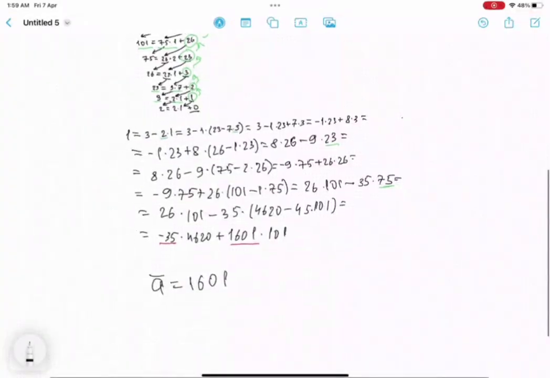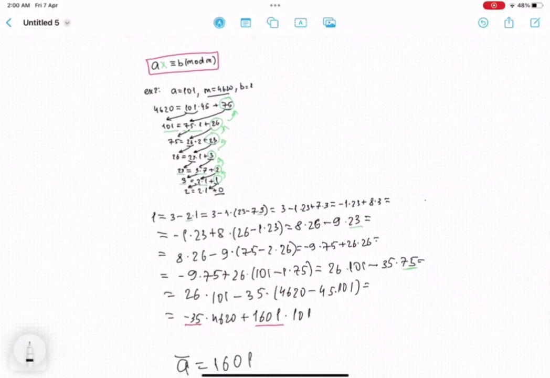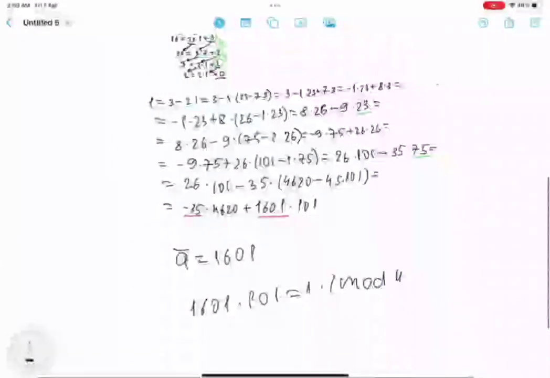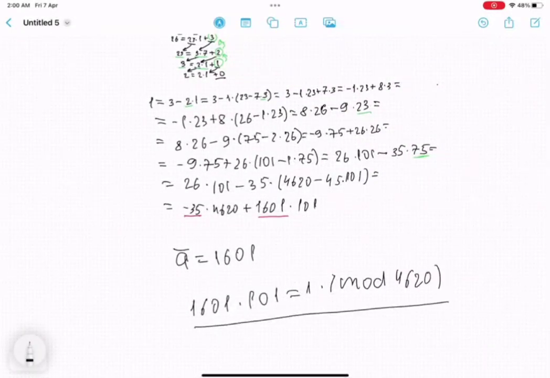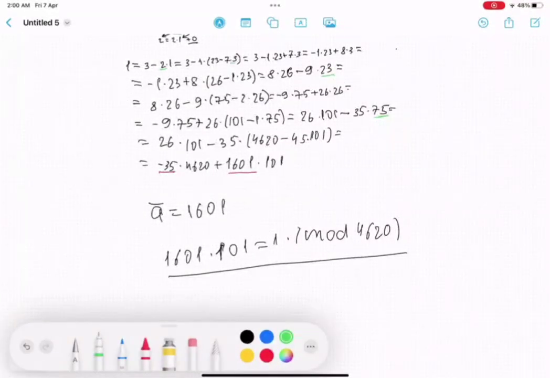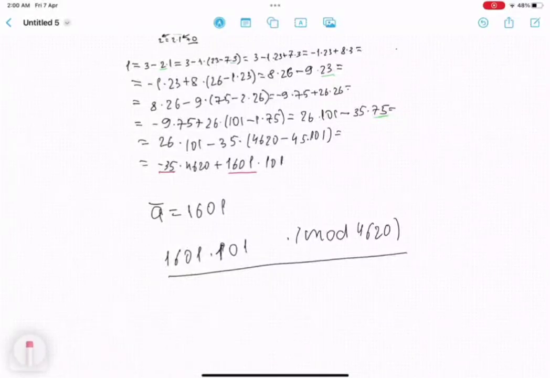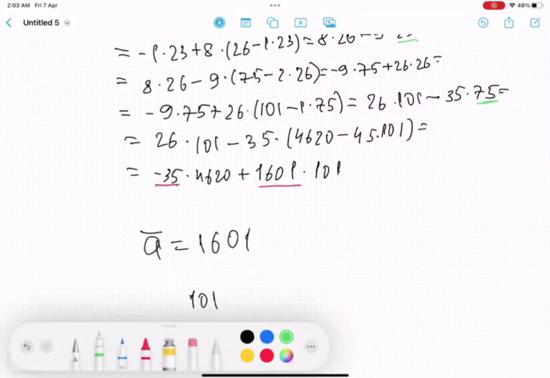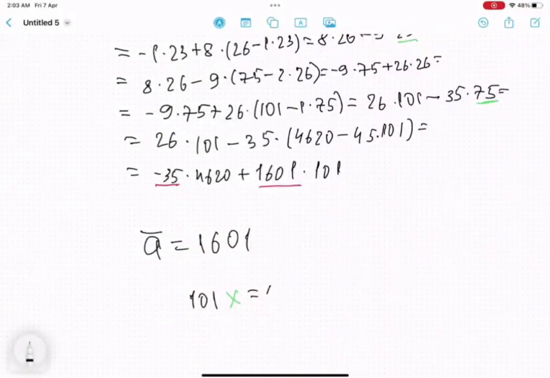Okay, so that means 1601 multiplied by 101 is equal to 1 modulo 4620. This is the case. If you have here some kind of x value, so this is actually what you need. If you have the form of this, you just need to solve for x.